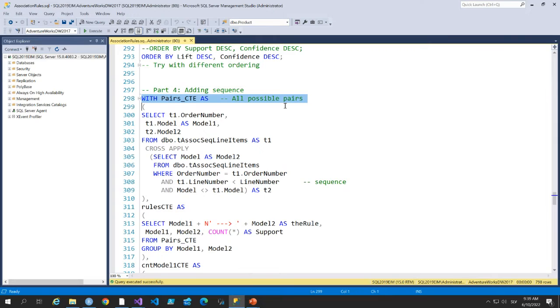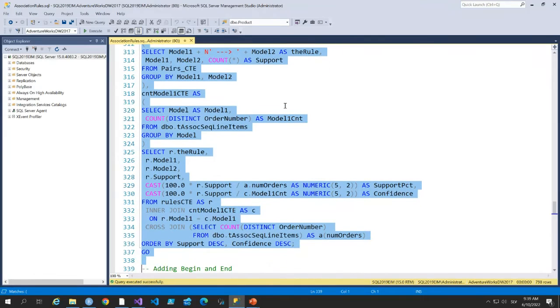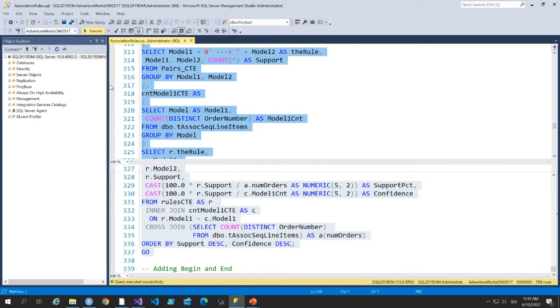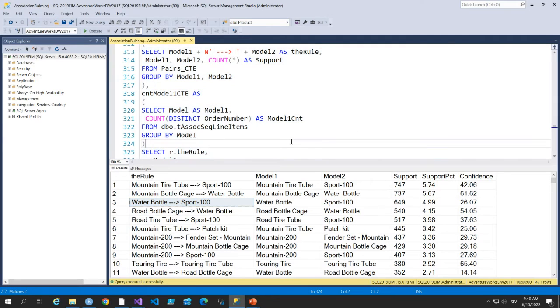So I'm adding sequence. So now I will get one item set only once, but not selected by confidence, but selected by sequence. So mountain tire tube is before sport 100. You see the absolute support also goes down because I'm searching only for those where one is always lower on those purchased earlier than another. Mountain bottle cage was most of the time purchased before water bottle, another logical. This one is less logical, water bottle, and then Sport 100.